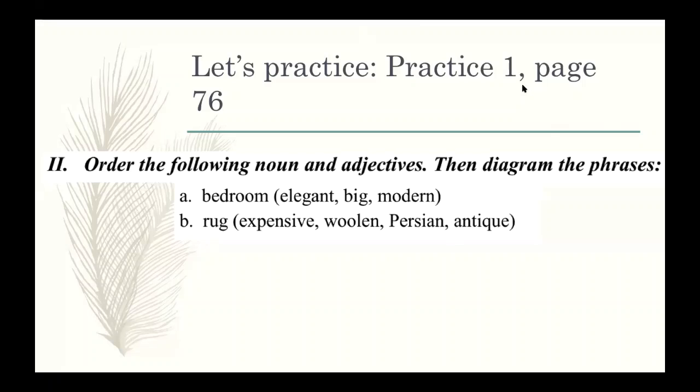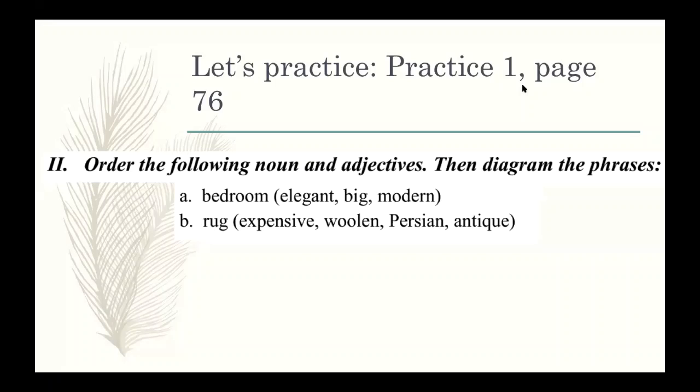Hello, Minh Huy. Teacher, can you hear me now? Yes, I can hear you. Huy, can you say it in full for me? For A? So, elegant, big, modern bedroom. Very good. And how about B? Expensive, antique, Persian woolen rug.